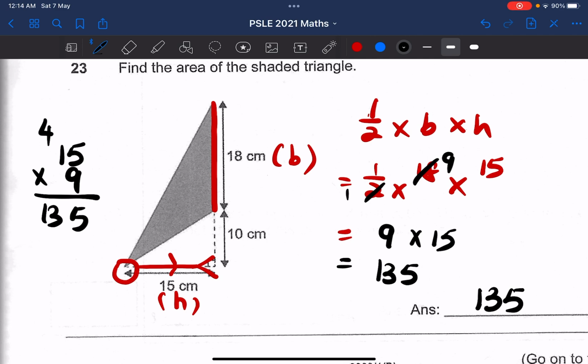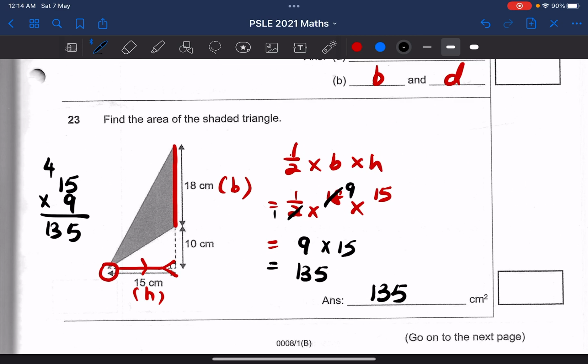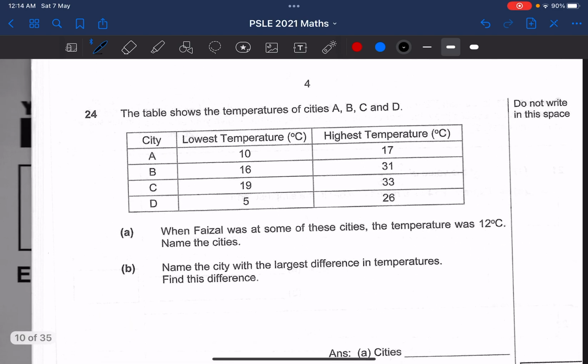Alright, so this is a 2-mark question. You could tell by now, in fact, it is easy to score for PSLE. You will encounter challenging questions, but you also find that there are questions that you can easily score 2 marks if you are careful with your work. Okay, let's go on to question number 24 now.